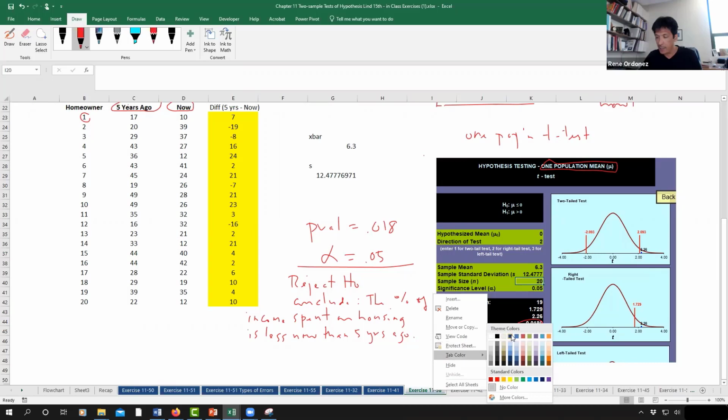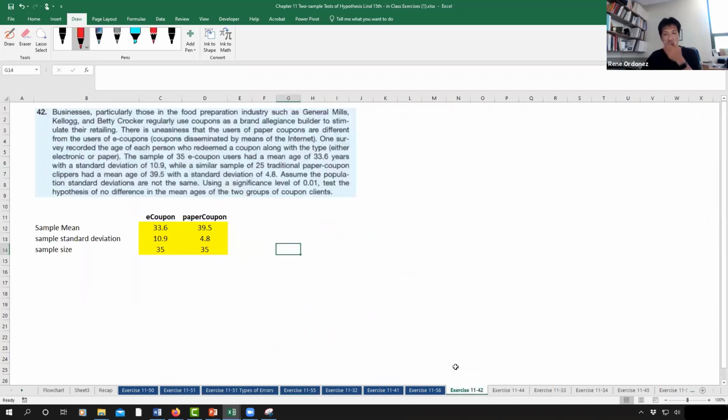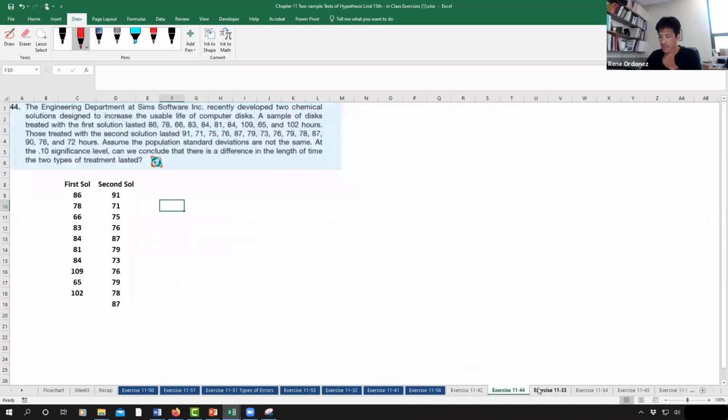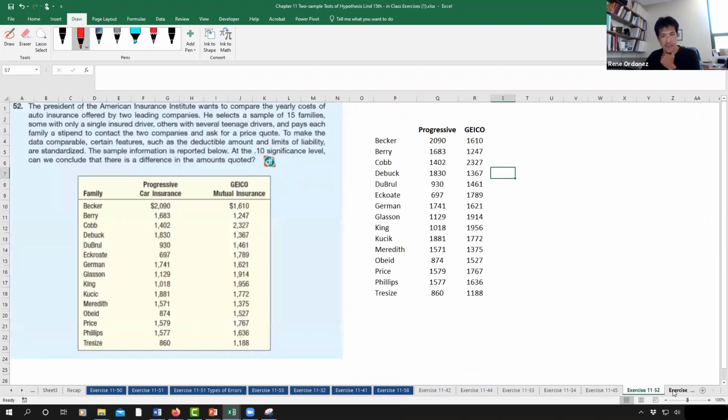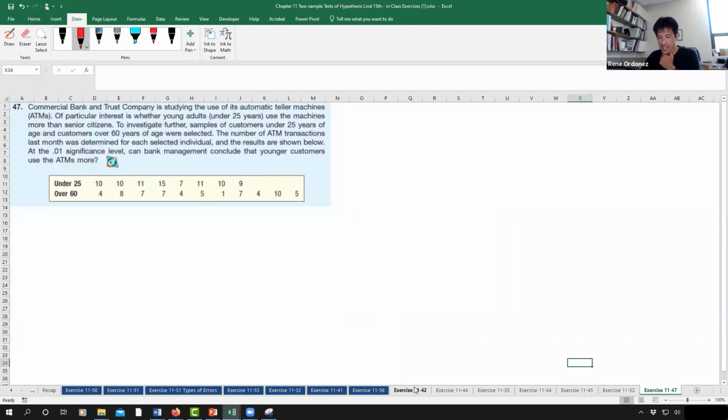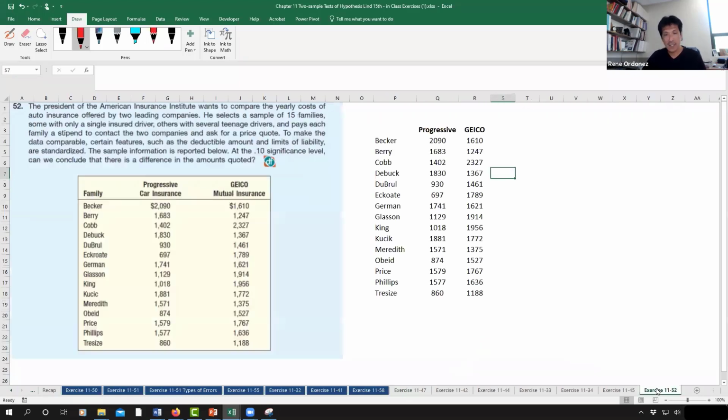All right, let's do one more. You do this on your own. Let's see. All right, this one here, exercise 1147. And see if you can, nope, that's the one now. 1152.